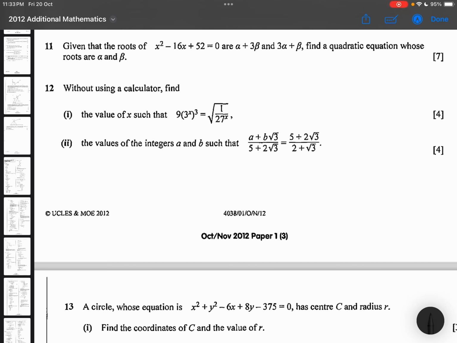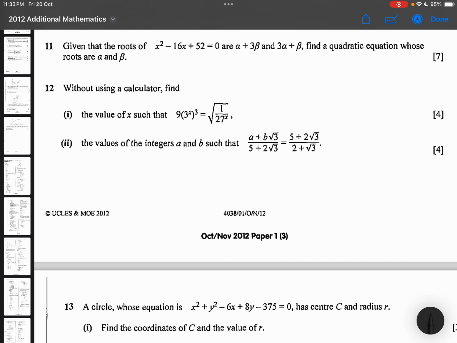Hi, this is the Singapore-Cambridge GCE O-Level Additional Mathematics Examination, Year 2012, Paper 1, Question number 12. The question number 12 is a without using a calculator question. So throughout the course of this question, most of the time you can solve this without the help of a calculator, except for any times where you need to deal with complicated numbers and all sorts of things.